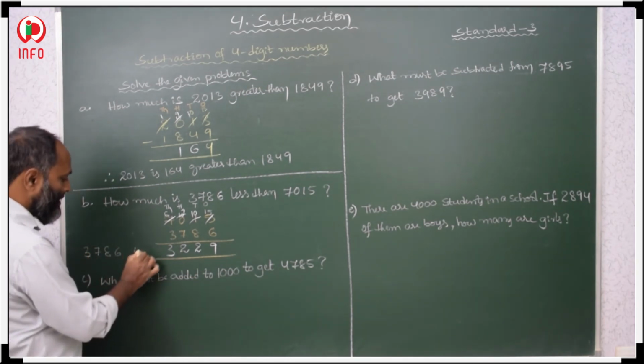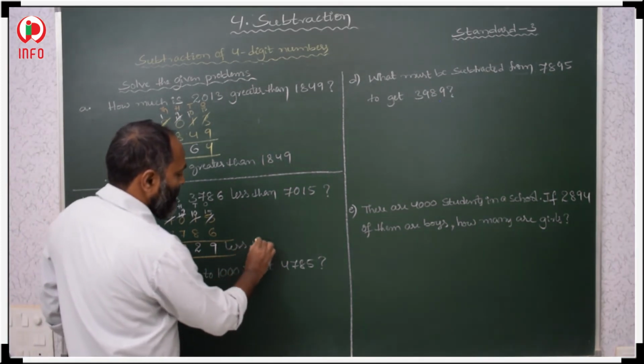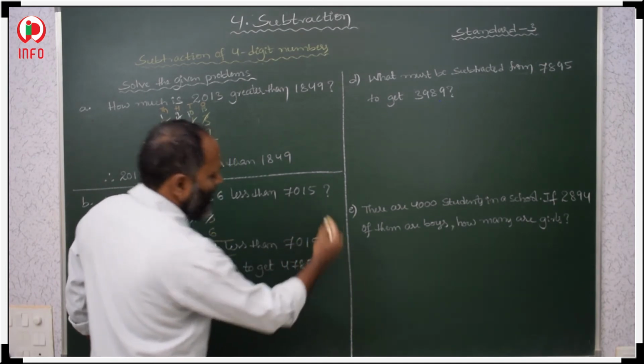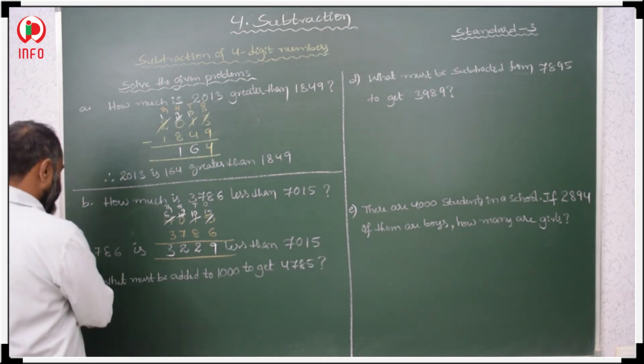Here you write 3786 is 3229 less than 7015. 7015. This much less it is.